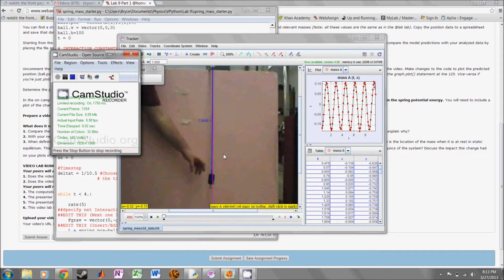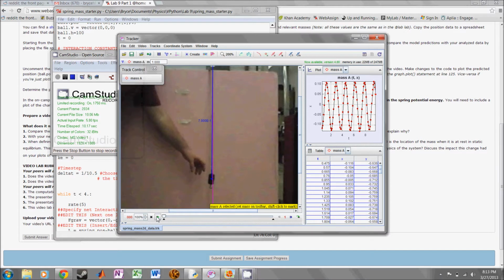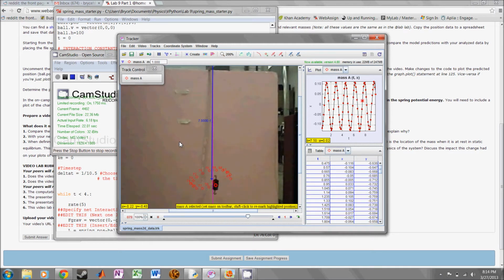Today we're going to be analyzing the motion of a mass on a spring as illustrated by this tracker video here. We can see Dr. Greco grab the spring and let the mass go about in both the X and Y dimensions. The spring oscillates in a nice sinusoidal wave pattern here.